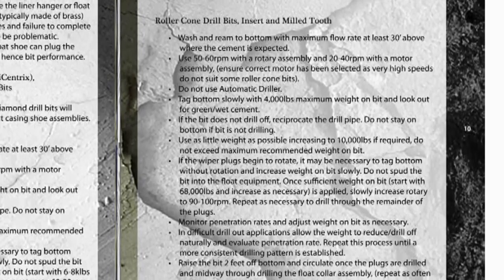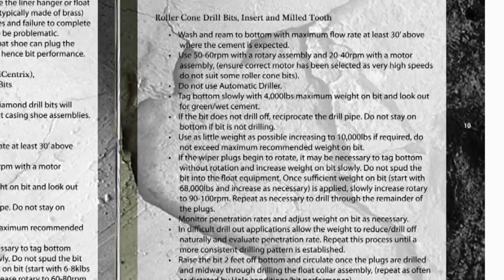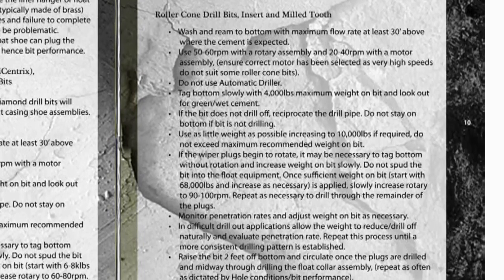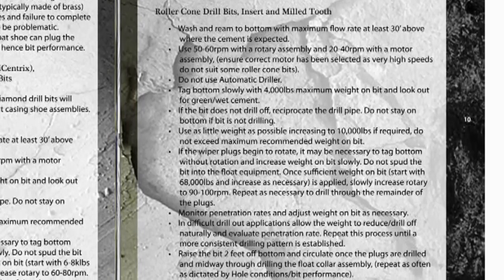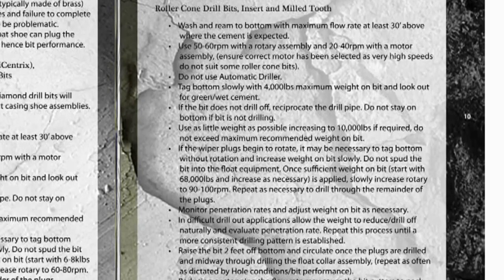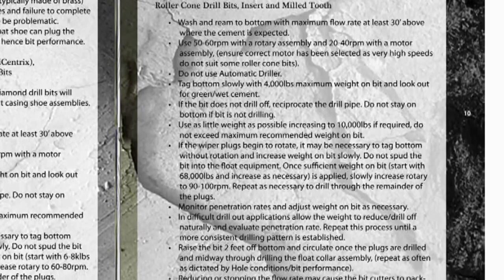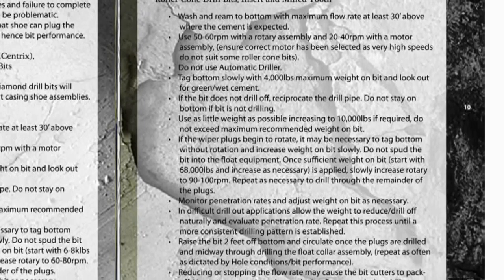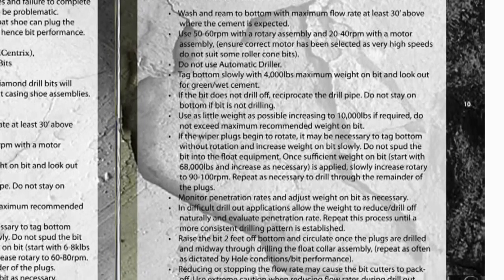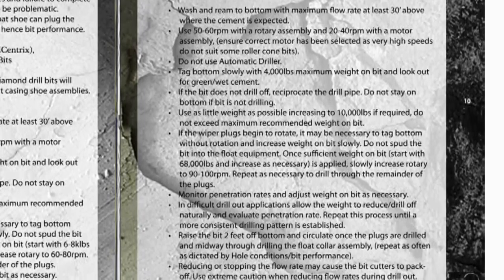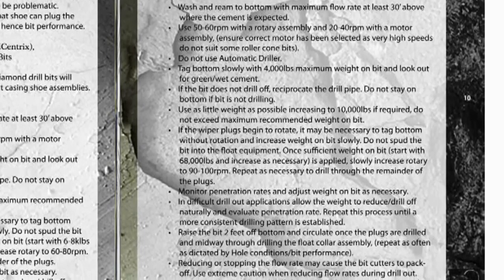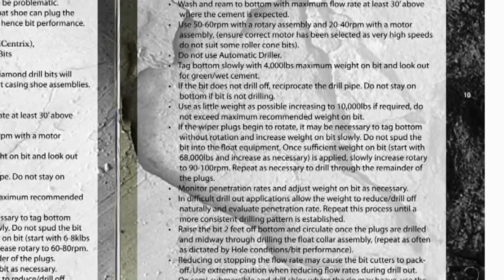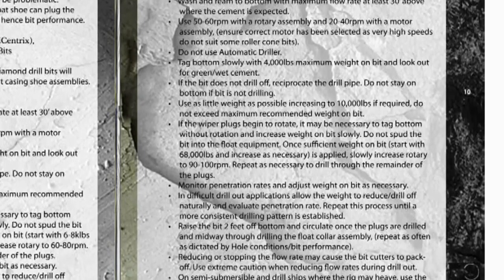If the wiper plugs begin to rotate, it may be necessary to tag bottom without rotation and increase weight on bit slowly. Do not spud the bit into the float equipment. Once sufficient weight on bit, start with 68,000 pounds and increase as necessary, is applied, slowly increase rotary to 90 to 100 RPM. Repeat as necessary to drill through the remainder of the plugs.